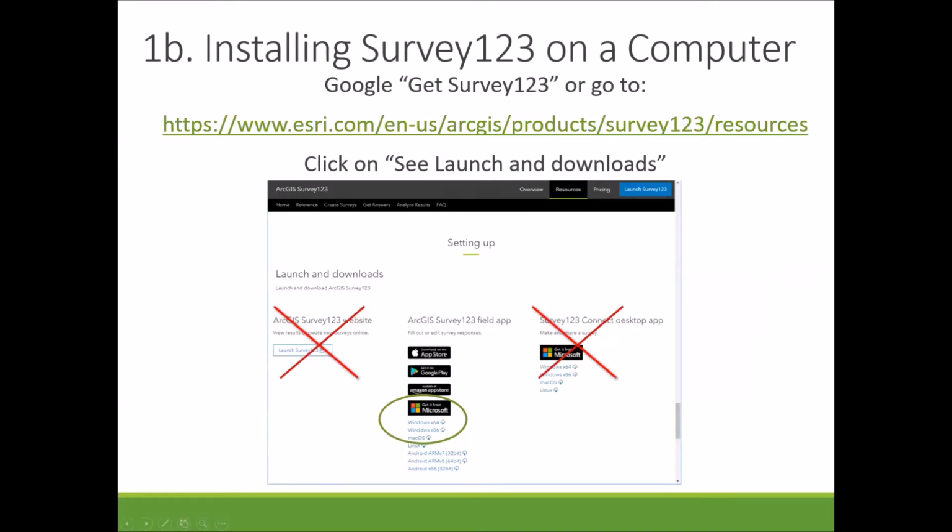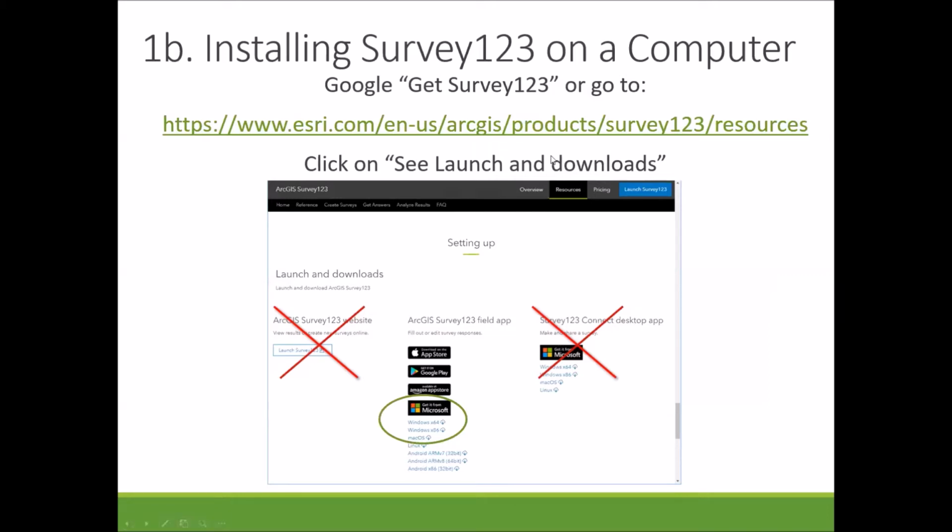So now I'm going to go on to installing Survey 123 on a computer. The quickest way to find the software is in a Google search, type in get Survey 123, or you can go to this link shown up here at the top, and that link is in the instructions. So you can open the instructions up and click on that link.